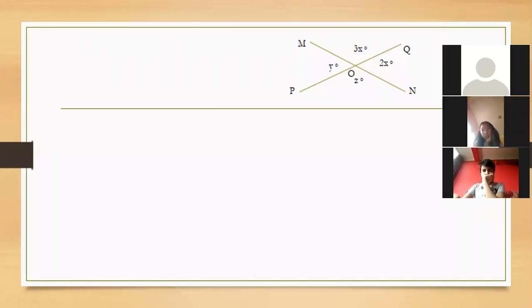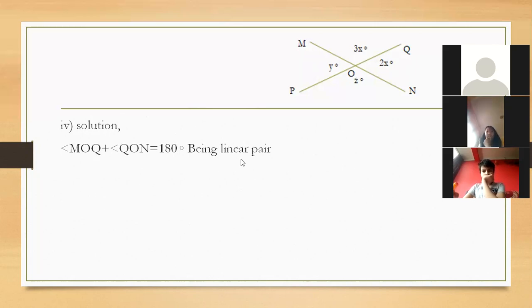We have to start from there, because this 3x degree and 2x we can add, and they are forming straight angles. These two angles are making a straight angle. And we find the other angles with the help of these two angles. We have to solve like this. Look here, I am showing angle MOQ and angle QON. These two angles are forming a linear pair. That is a straight angle. Their sum is 180 degrees.